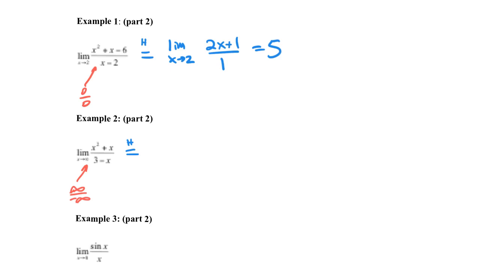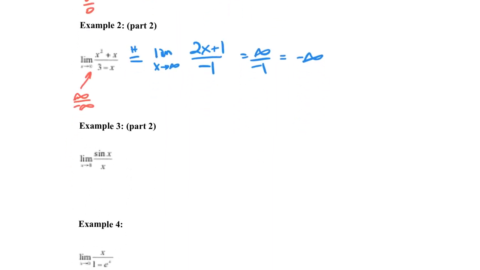And the derivative of each of these, so the limit as x approaches infinity, we're going to get 2x plus 1. And on the bottom, we get a negative 1. So as x goes to infinity, we're going to get infinity over negative 1, or negative infinity. So pretty easy with L'Hopital's rule.